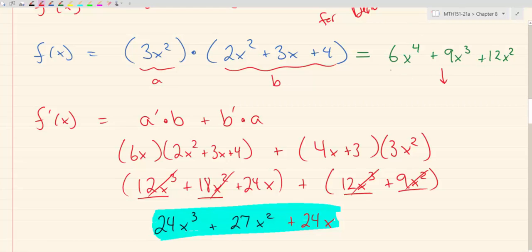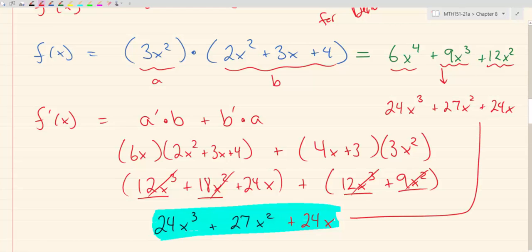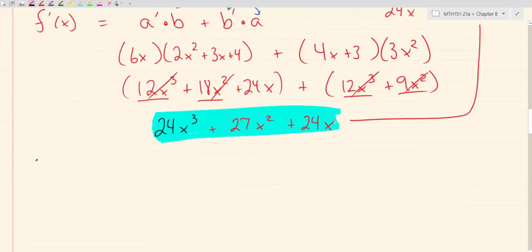So take the derivative of this first part, 24x to the third. Take the derivative of that part, 27x squared. Take the derivative of this part, 24x. And is that the same as what we did the other way? Yep. Take the derivative of the first times the second, and then add to that the derivative of the second times the first.